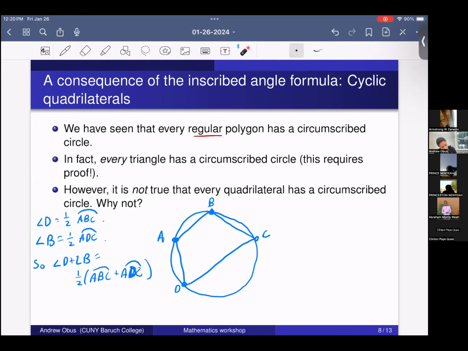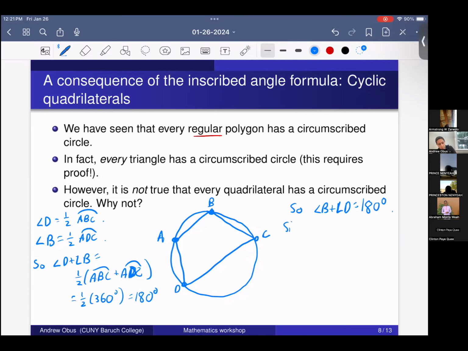But what do we have here? ABC is this part of the circle, and ADC is the other part of the circle. So together they make the full circle. So this is equal to 1/2 times 360 degrees, which is equal to 180 degrees. So what we see, I'll just write that down: angle B plus angle D is equal to 180 degrees.